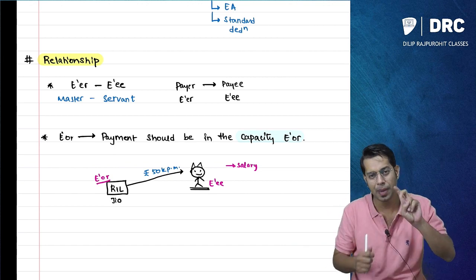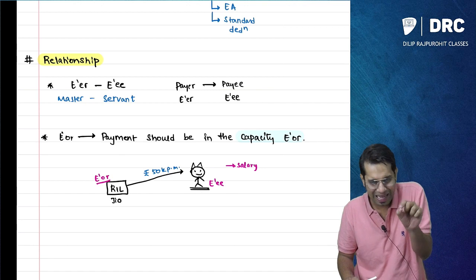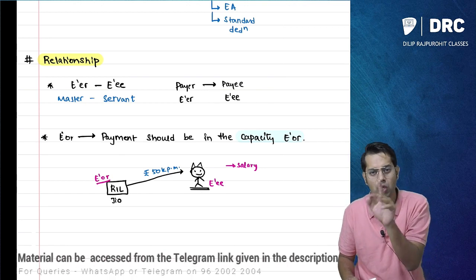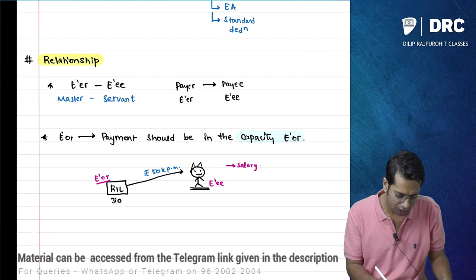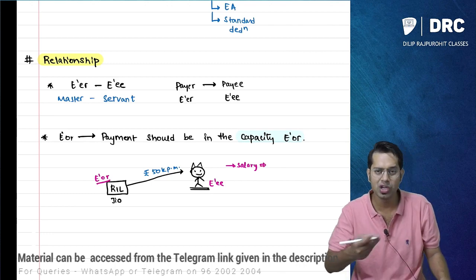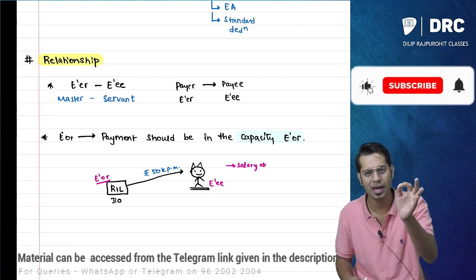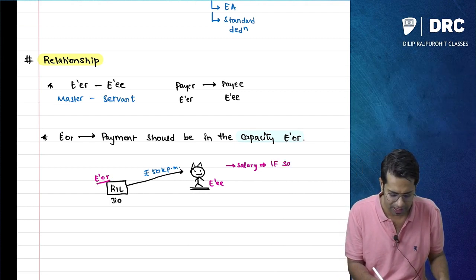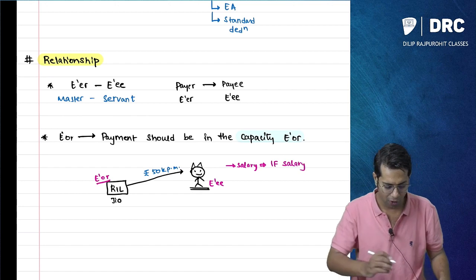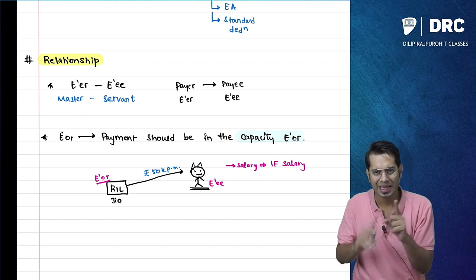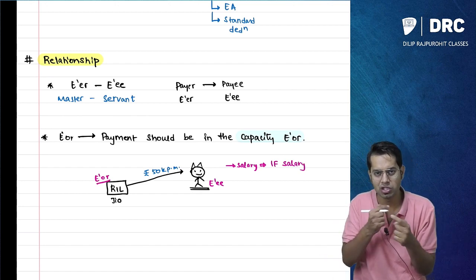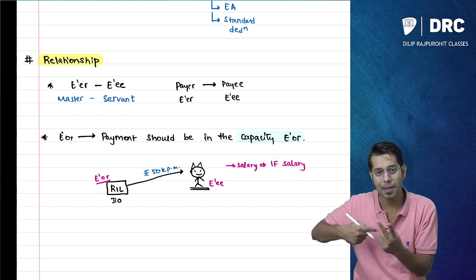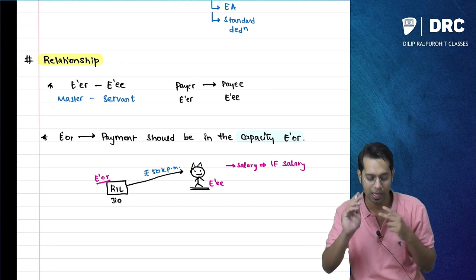Second condition is the payment which is made to Dilip by Reliance Industries is in the capacity of employer. Therefore, whatever salary they are paying me, whatever wages they are paying me, that will be taxable under the head salary. I hope you are understanding this. So point number one, there should be a relationship. What kind of relationship? Employer-employee relationship. And point number two, the payment which is made by the employer should be made in the capacity of employer.